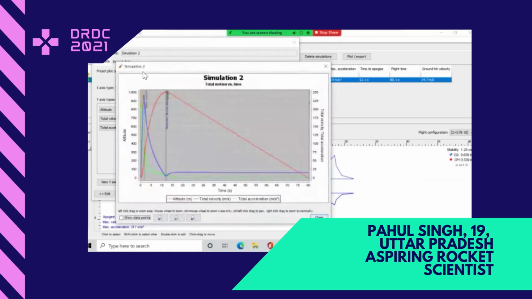This is the graph being plotted. So as you can see, the total velocity approaches zero here, when the altitude reaches the maximum point, because as we know by Newton's law of motion, at the max point the velocity has to be near zero, because after that it would start falling down.